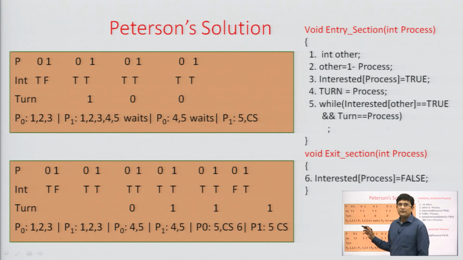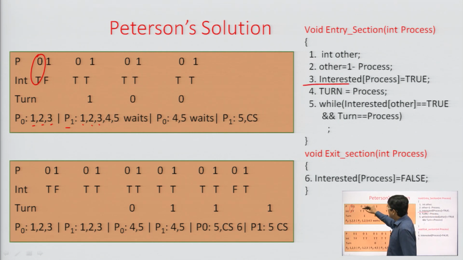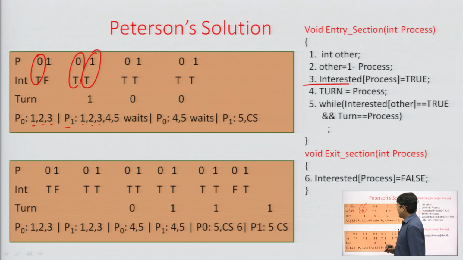So here, we have statements 1, 2, 3 of process number 0. So 1, 2, 3 means the interest of process 0 has been set as true. Now a preemption occurs, and the P1 process executes statements 1, 2, 3. So 1, 2, 3 means it has also set its interest as true. So process 0 is true, and process 1's interest is also true. Fine. Now the P1 process is setting the turn variable also as 1.